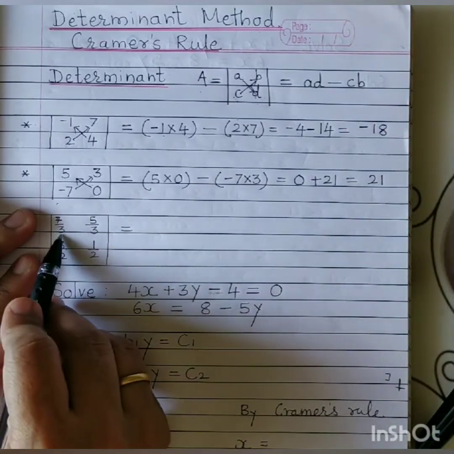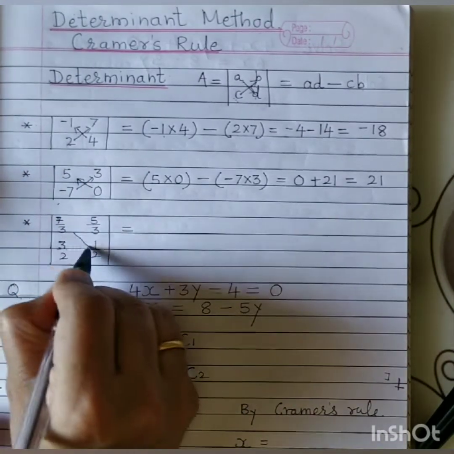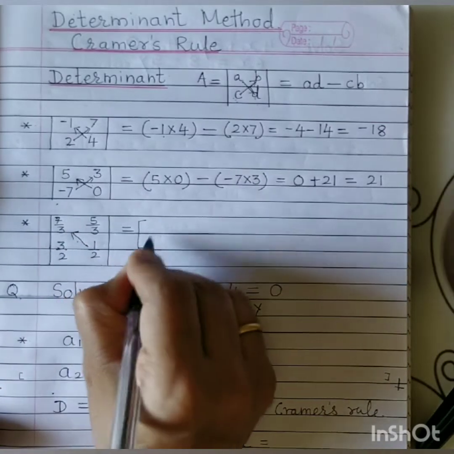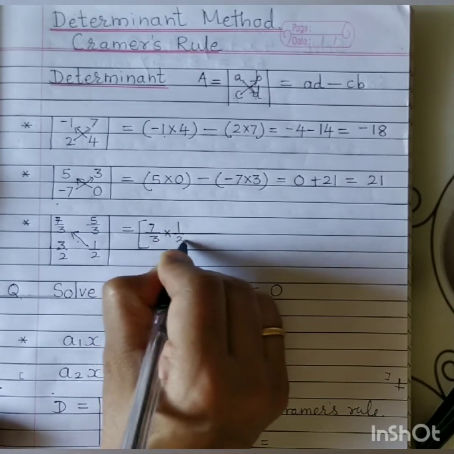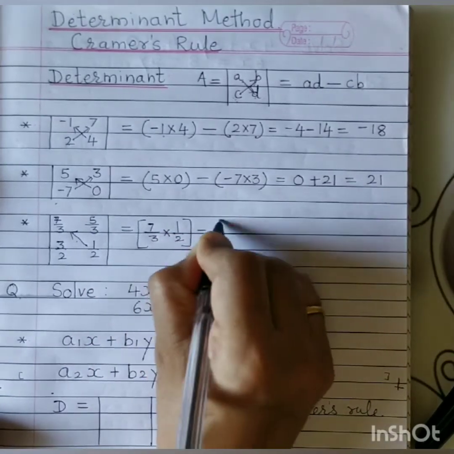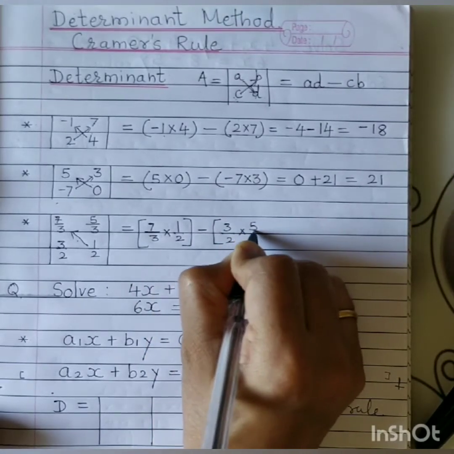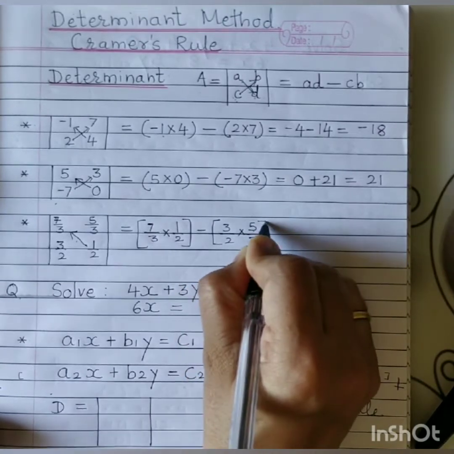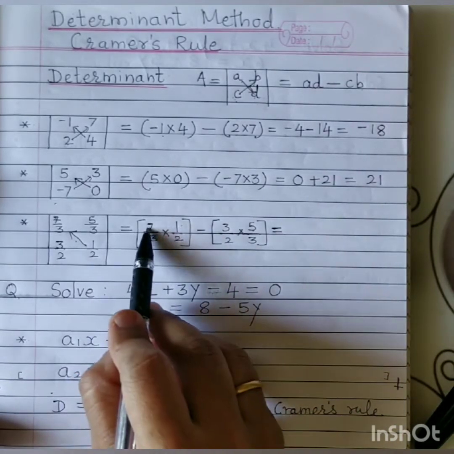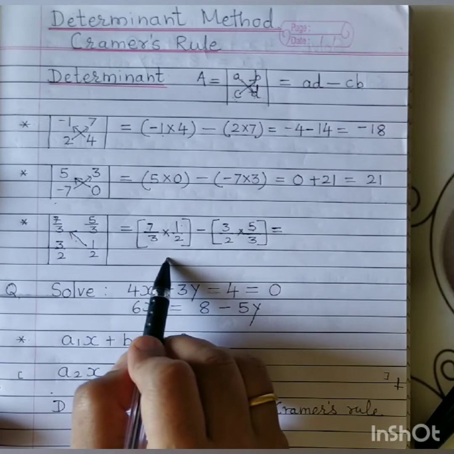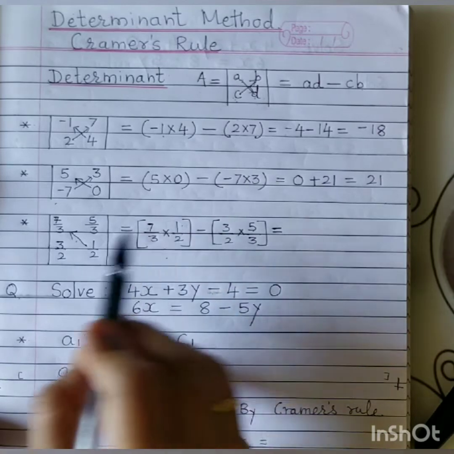Another you see, 7 upon 3, 5 upon 3, 3 upon 2, 1 upon 2. Go again for cross multiplication. In the first bracket you have 7 upon 3 multiplied by 1 upon 2, bracket closed, minus 3 upon 2 multiplied by 5 upon 3. Now, general laws of simplification of fractions we will see. You are multiplying two fractions, so see in the numerators and denominators if anything can be simplified. Here nothing can be simplified, so multiply the numerators and denominators respectively.